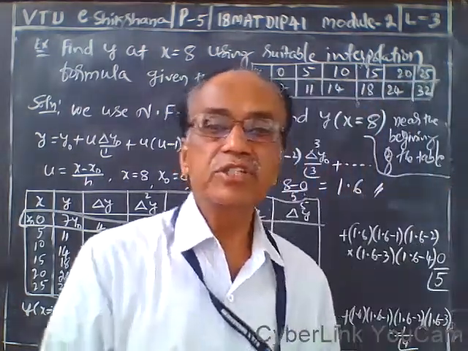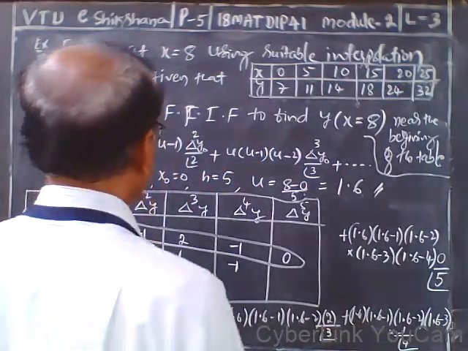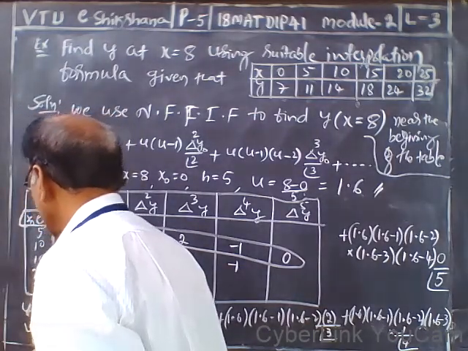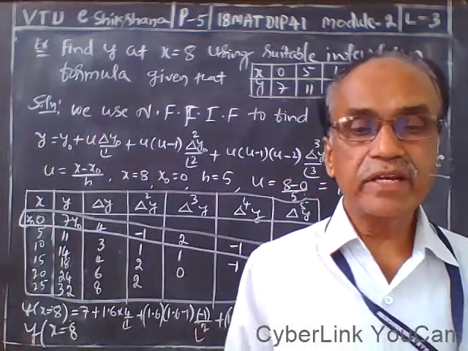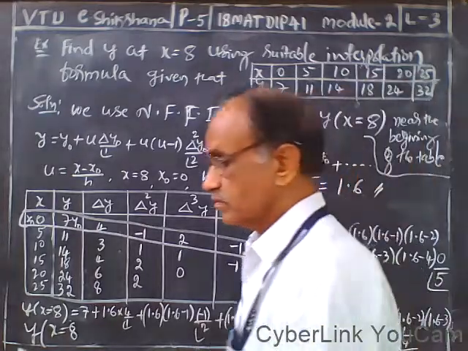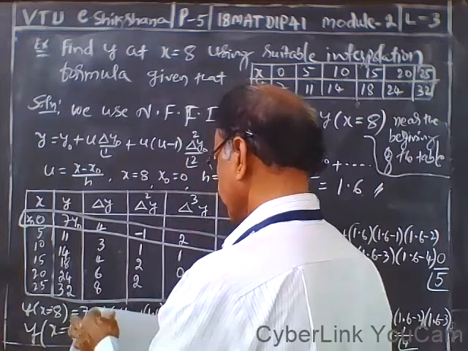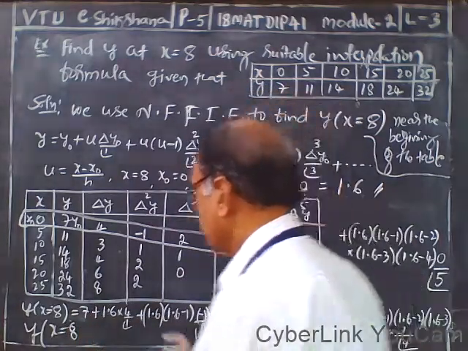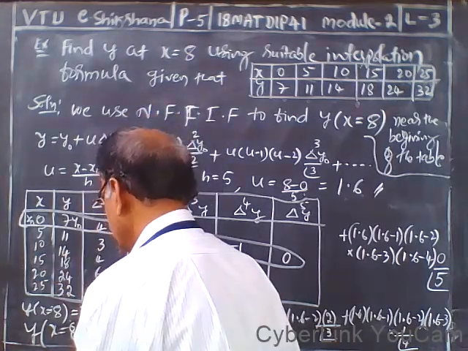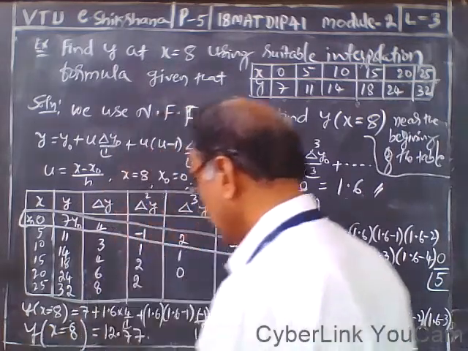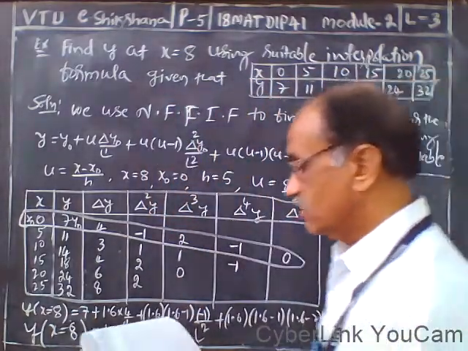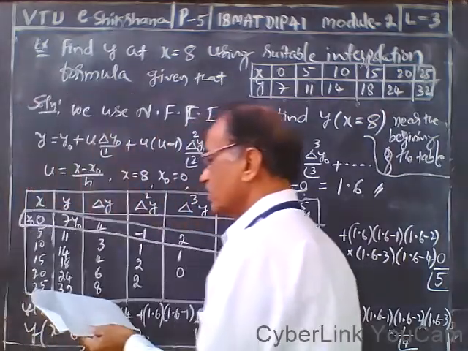This is the introduction of all the values whatever we have calculated in the form of a table. Then you will be getting the value of y at x equal to 8, that is equal to 12.77. And for the same problem, you can find out at x equal to 22, what is that value?